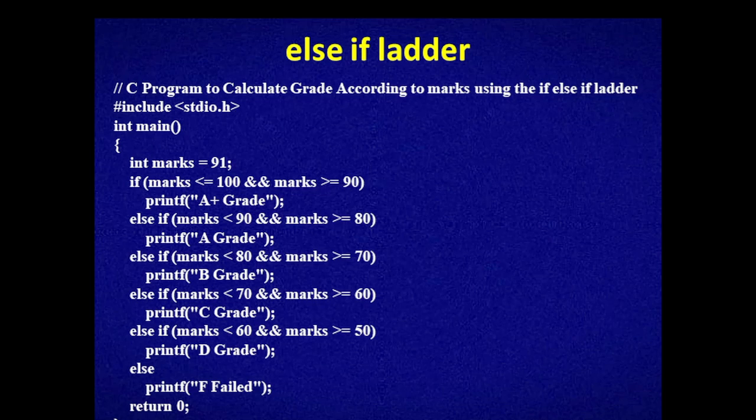This is an example of the else if ladder. In this else if ladder program, we have to calculate the grade according to the given marks using the else if ladder. In this program, we gave the marks 91 for the variable marks. When it is checked, finally the output of A plus grade will be displayed. These are all the types of conditional statements in C programming.